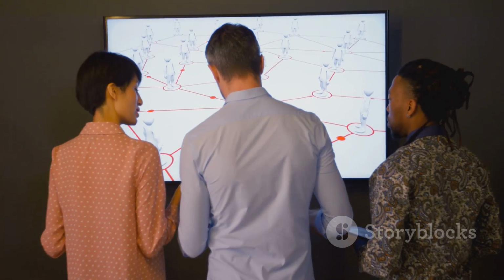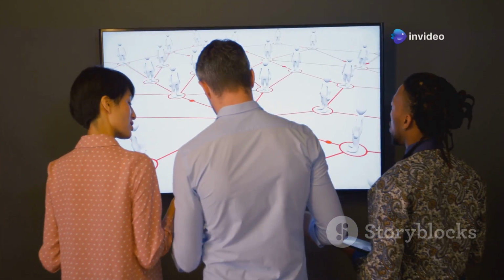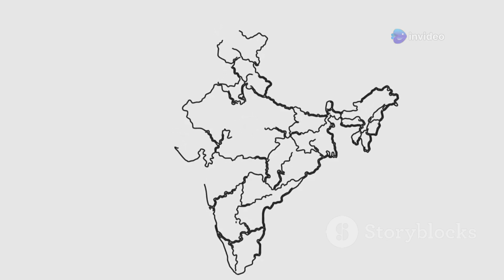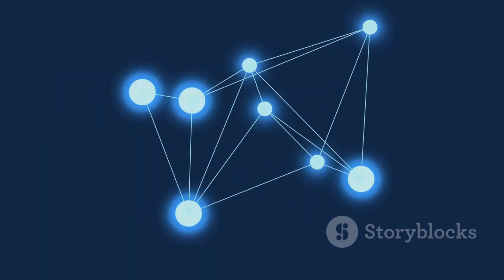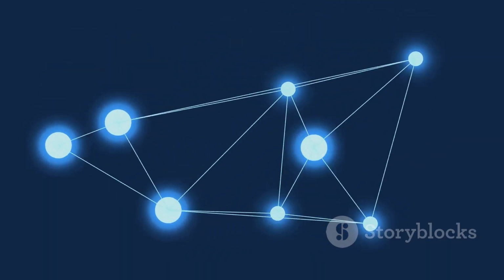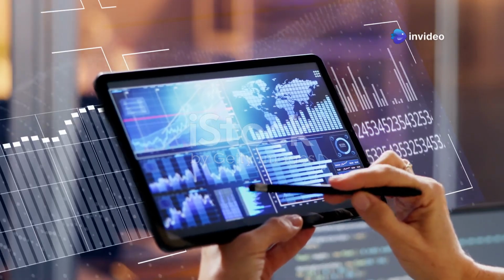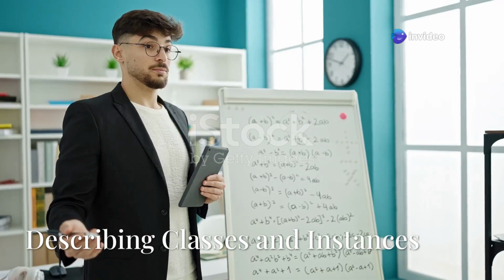Each instance can have multiple relationships with other instances or classes in the ontology. For example, the instance Taj Mahal could be linked to the instance India through the property located in. This web of relationships creates a rich and interconnected knowledge base. It allows us to navigate the ontology and uncover non-obvious connections.